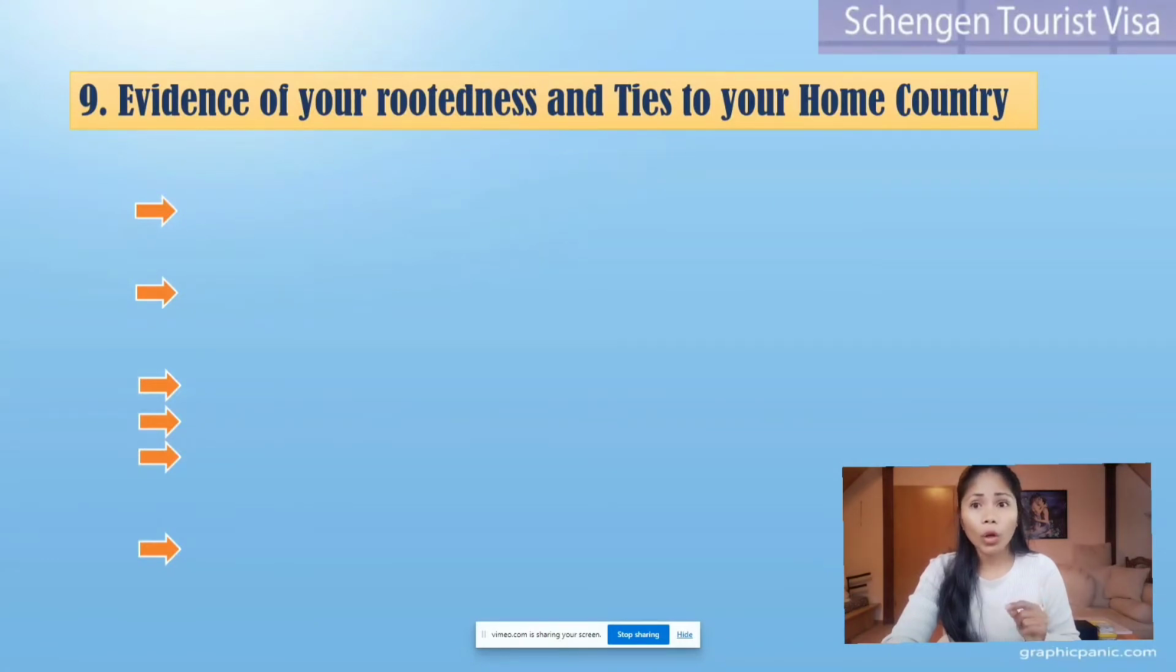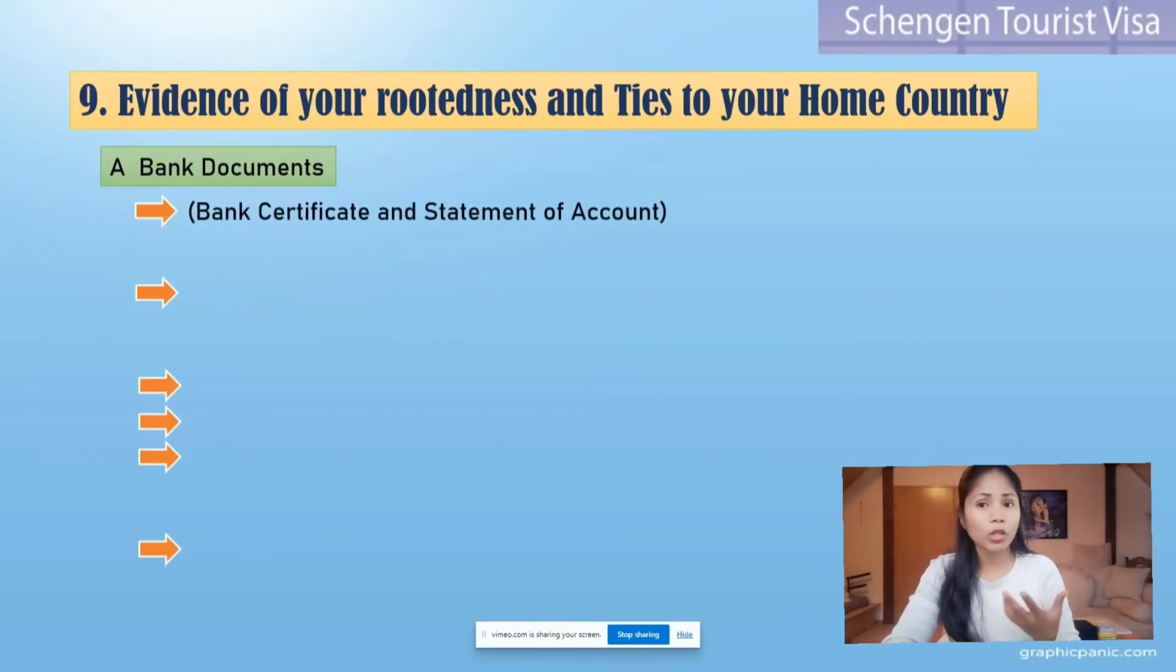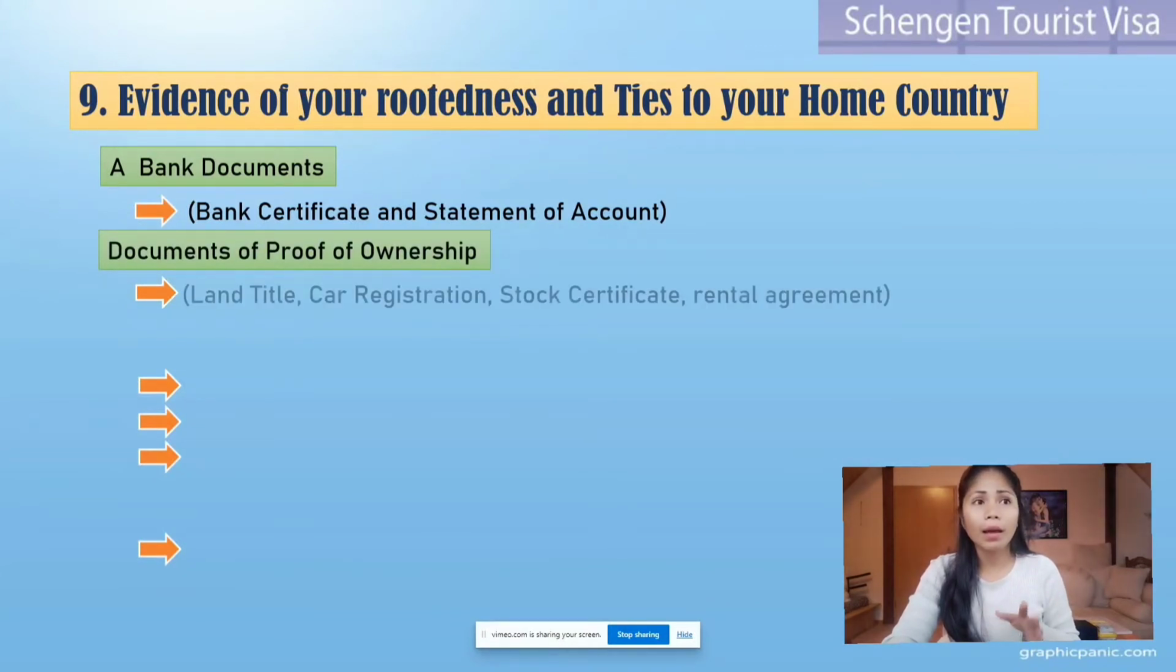And number 9, guys, evidence of your rootedness and ties to your home country. A bank document you can also pass. Also, it can be your financial capability, and documents of proof of ownership if you have properties, ayan, land title, car registration, stock certificate, and rental agreement.